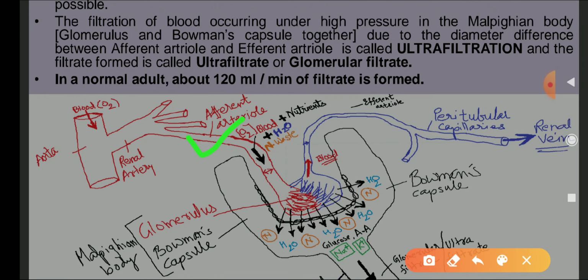This blood is carried from the afferent arteriole to the tuft of capillaries. See the diameter of afferent arteriole and efferent arteriole. The diameter of afferent arteriole is greater than the diameter of efferent arteriole. That creates a pressure which is useful for the first step of the urine formation, that is ultrafiltration.